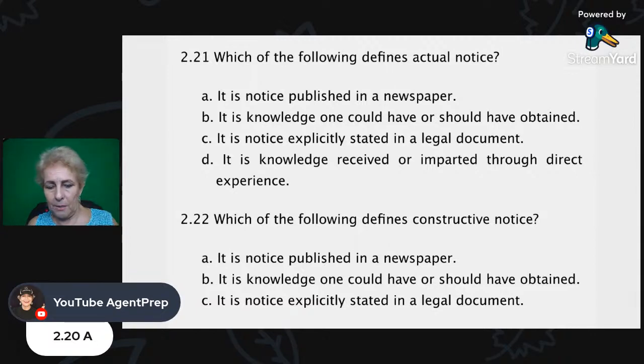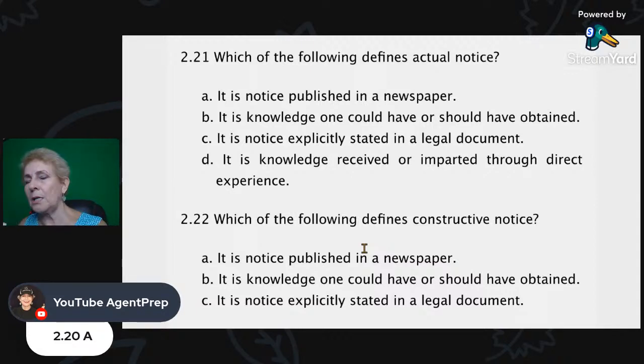Okay, the answer here is D. It is knowledge received or imparted through direct experience. So let me explain this one. The term notice is synonymous with, and strongly suggests, the idea of knowledge. A person who has received actual notice has actual knowledge of something. Receiving actual notice means learning of something through direct experience or communication. Thus, a document in itself cannot be actual notice. It is the seeing of the document that makes it actual notice.